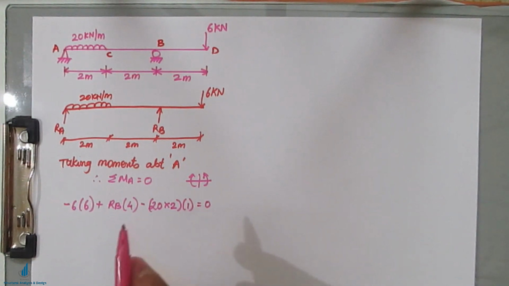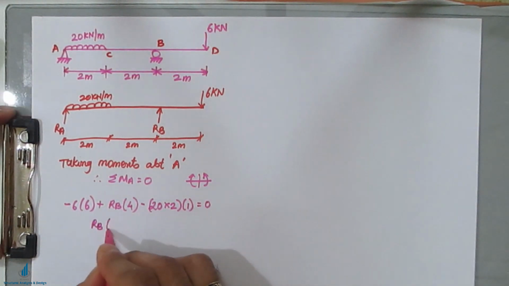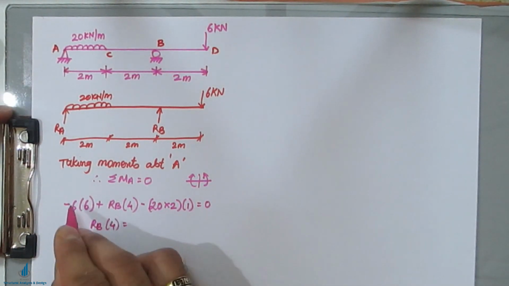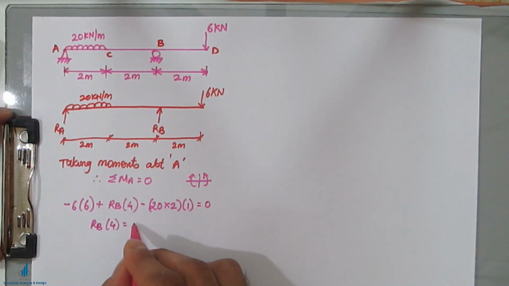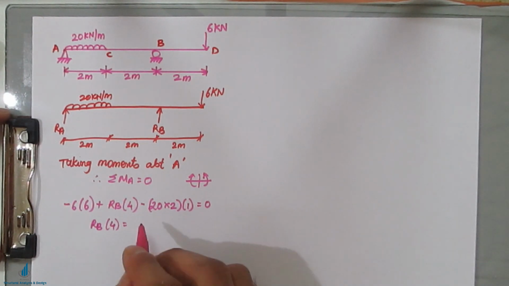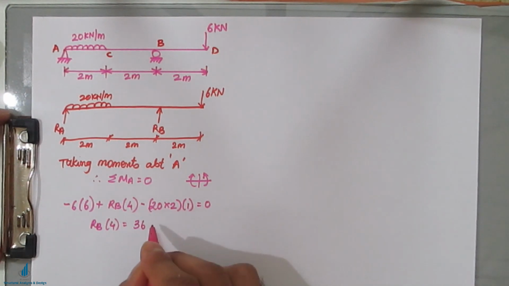So now RB we keep as it is, and we send the 6 to the other side, so it becomes positive. So 6 into 6 is 36, and 20 into 2 is 40.